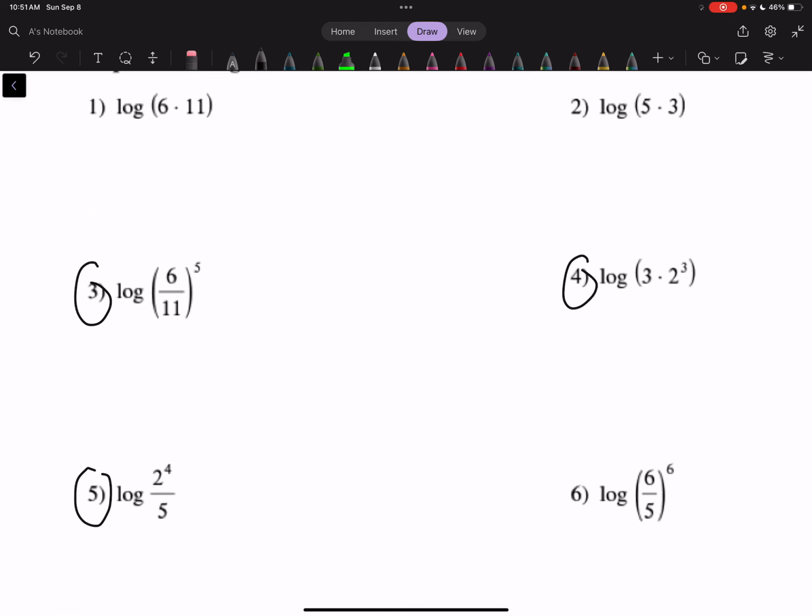All right, number 3. The first rule I need to use is my power rule, because the 5 is on the outside of these parentheses. Okay? The power rule, I'm going to write down power rule, says I'm going to move the 5 in front of log. So this is 5 times log, and then 6 over 11.